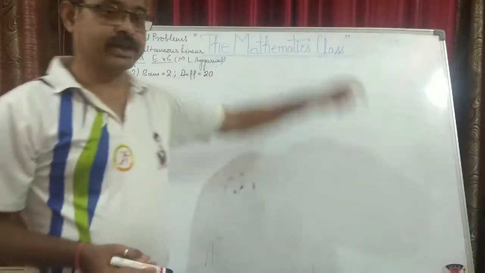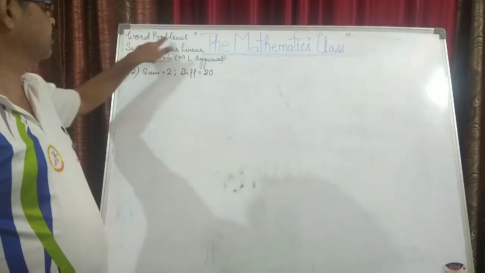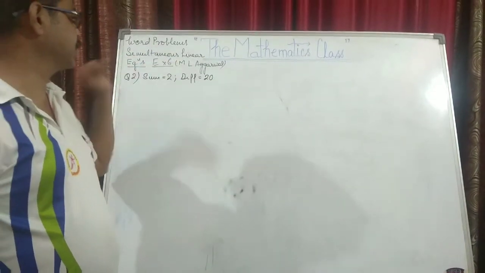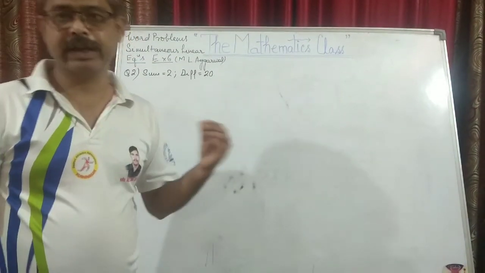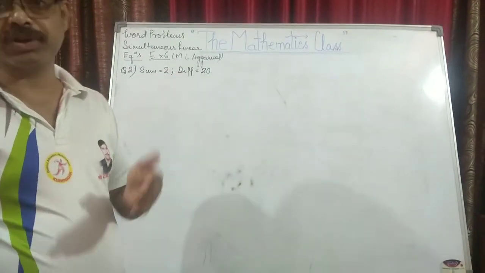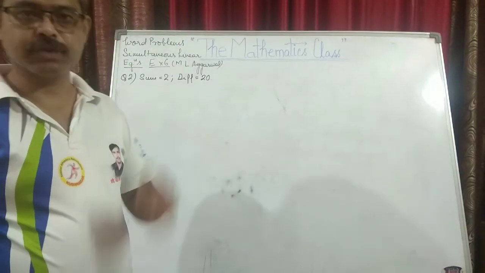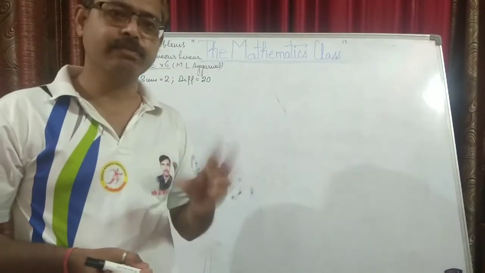Welcome to the mathematics class. This class is for word problems of simultaneous linear equations, that is chapter 6 for NML Agrawal. There are 32 questions in this exercise, so I will be doing them in multiples of 2 so that you may understand it much better.